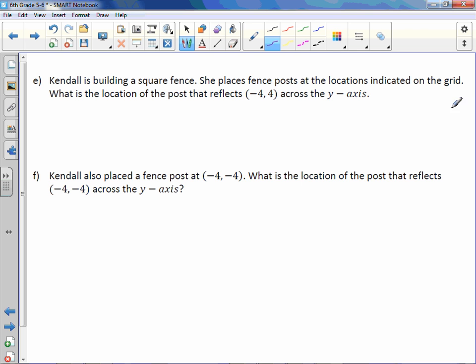Kendall is building a square fence. She places fence posts at the locations indicated on the grid. What is the location of the post that reflects -4, 4 across the y-axis? Now, there's not a grid in this problem, but it's not needed. So we're reflecting over the y-axis, so my y-coordinate stays the same. And the x-coordinate of -4 changes to its opposite, which is +4.